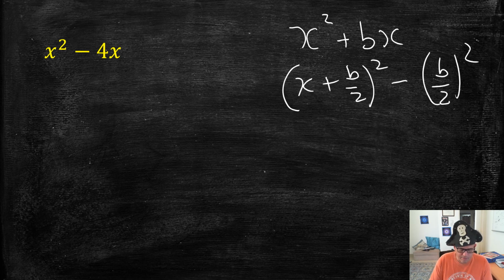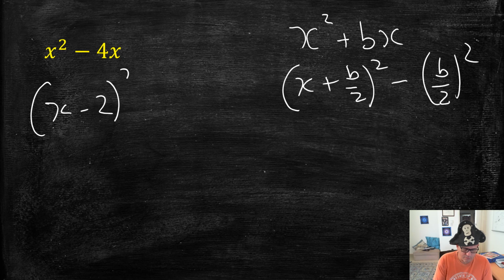So this time b is minus 4. So half of minus 4 is minus 2. So it's going to be x minus 2 squared. That's the completing the square bit. Okay, but again, I need to do this minus b over 2 squared. So minus 2 squared is 4. So I'm taking away 4.